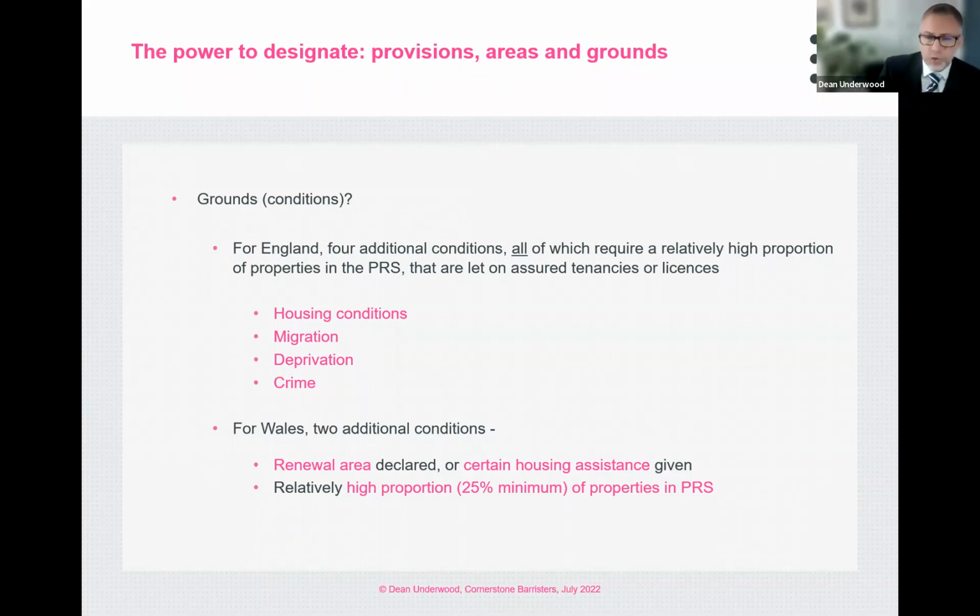In Wales, the additional conditions are different, and in brief they are that the local housing authority has declared the area to be a renewal area, or has provided certain housing assistance under the 1989 Act, or that there is a relatively high proportion, that is a minimum of 25% of properties in the private rented sector. Provided one or indeed both of those conditions is satisfied, then a local housing authority in Wales has the power to make a selective licensing designation on additional grounds.